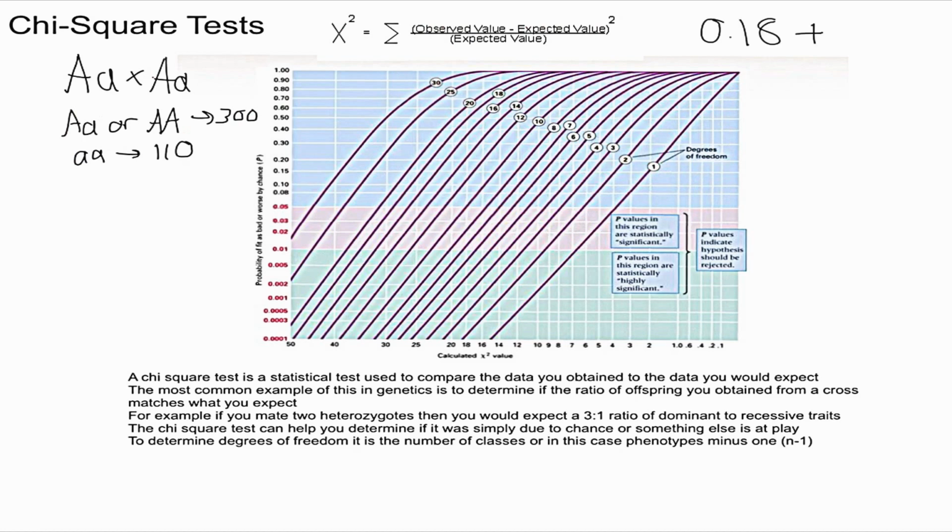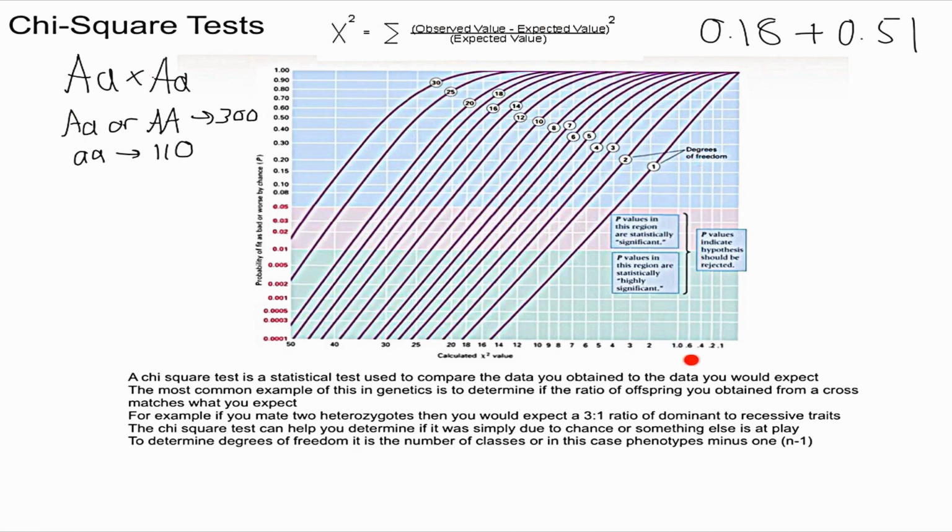I just calculated the chi-squared value for our dominant phenotype. Now let's do the recessive phenotype. I calculated the expected value by multiplying 0.25 by the total 410, and I got 102.5. Then we find the difference between the observed value, which is 110, and the expected value, which is 102.5, square that and divide it by 102.5. I did the calculation, and we get 0.18 plus 0.51, so our total chi-squared value is 0.69. On this graph, that value lies somewhere around here.